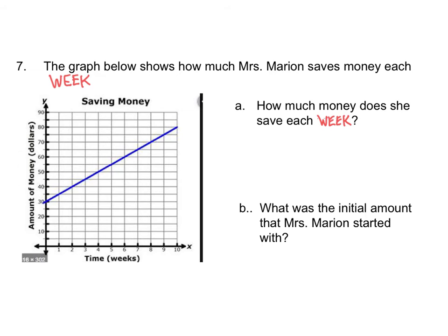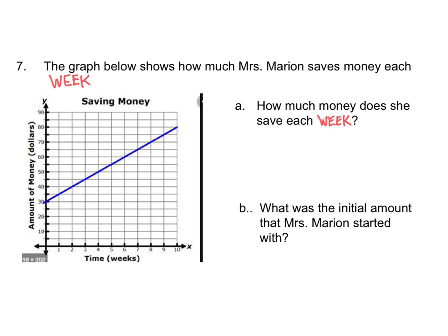All right, let's look at number 7. The graph below shows how much Miss Marion saves each week. You need to change that on the notes if you're using my note page. And how much money does she save each week? And then what is the initial amount that Miss Marion started with? So let's figure that out. Remember, if we have a graph here, and this is our weeks, and this is the amount of money, we can figure out the money per week, and that is through our slope triangle.